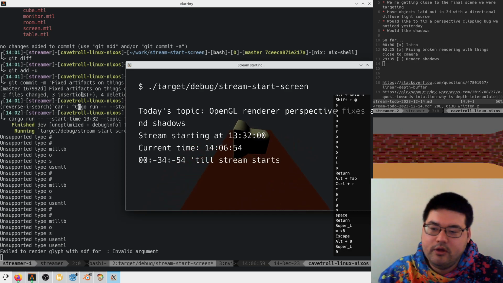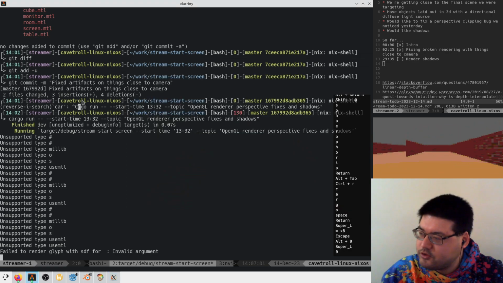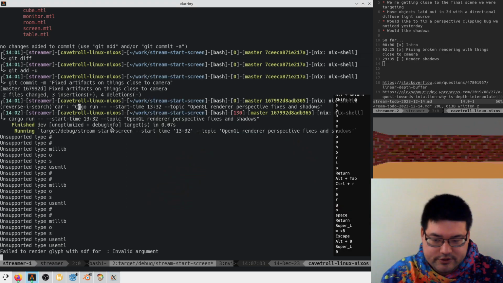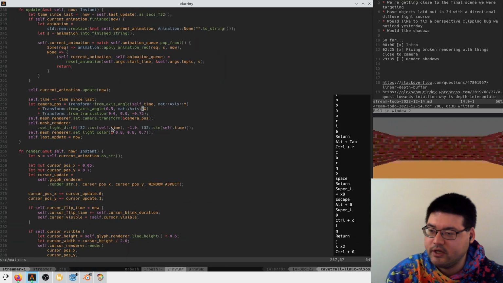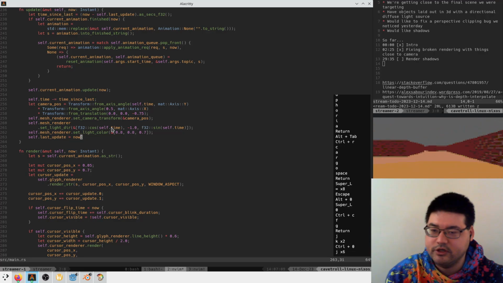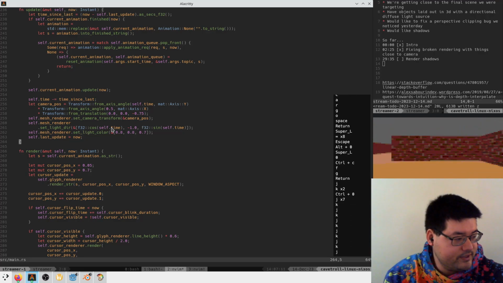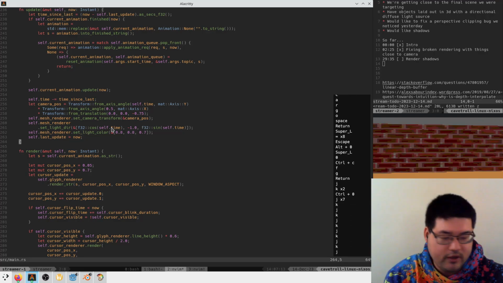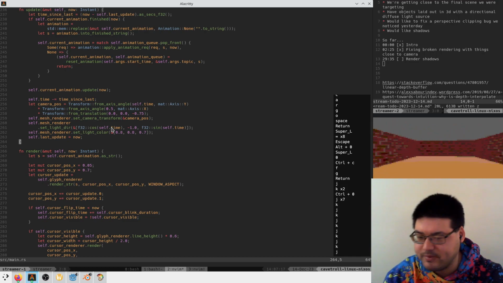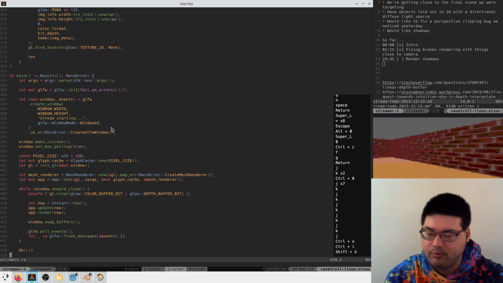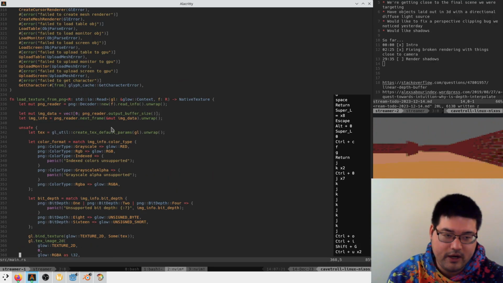Anyways. Okay, so let's try implementing shadows. So I guess the first thing to do is figure out, I guess, we'll just start with a render from the perspective of the light. And we'll break it down from there.